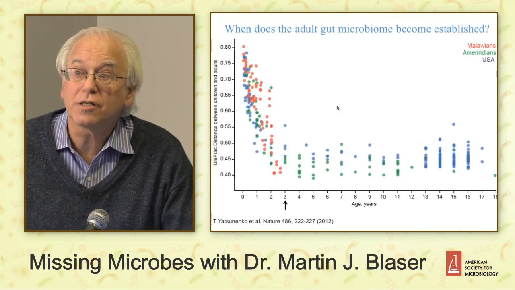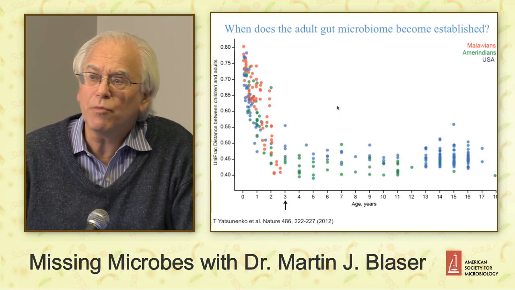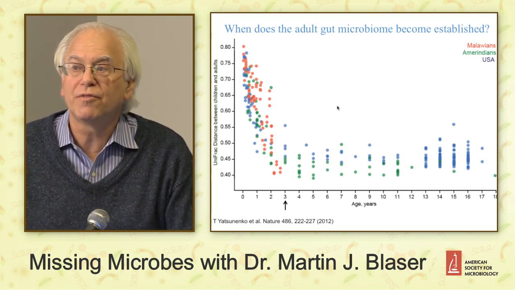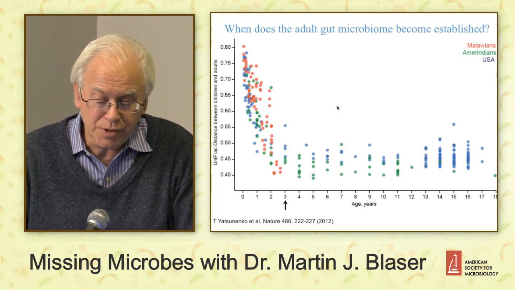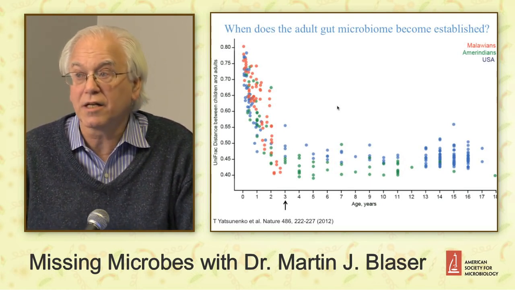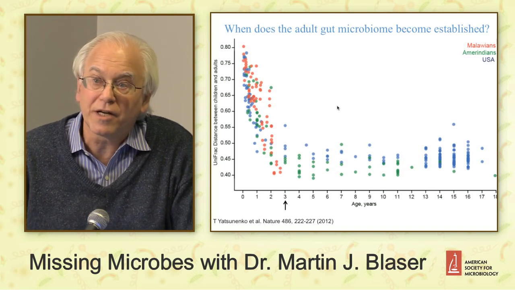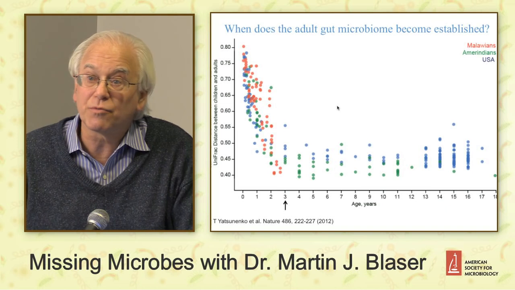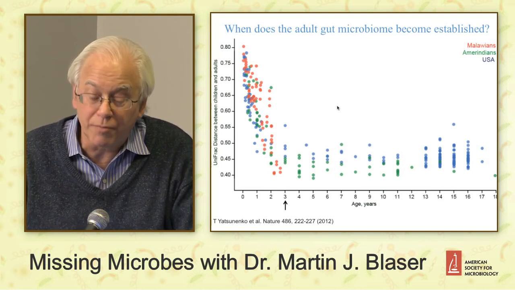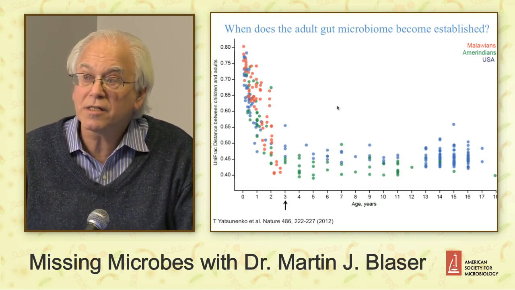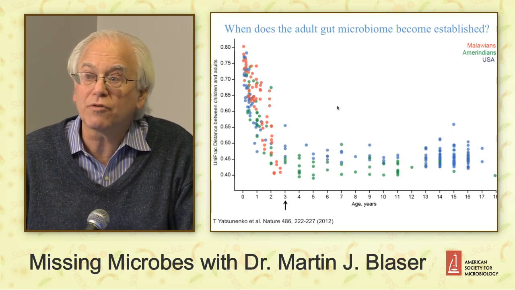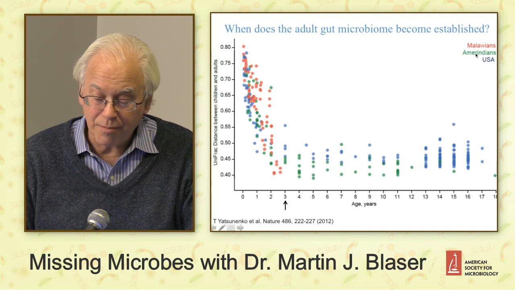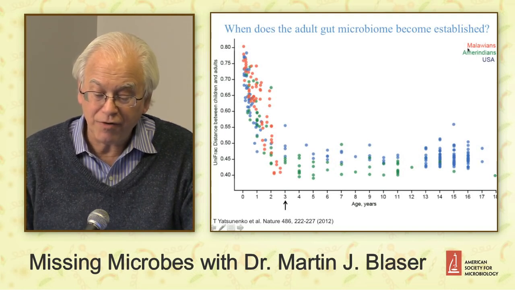So one of the questions that comes up is exactly when does the microbiome become established? And when does the microbiome of us adults become established? And this was looked at in a very nice study published in 2012 in Nature by Yatsenenko and colleagues. This is from Jeff Gordon's lab. It involves the work with Rob Knight and Maria Gloria Dominguez, among others. It's a study of people in 3 countries: people in the US, Amerindians in South America, and Malawians in Africa.